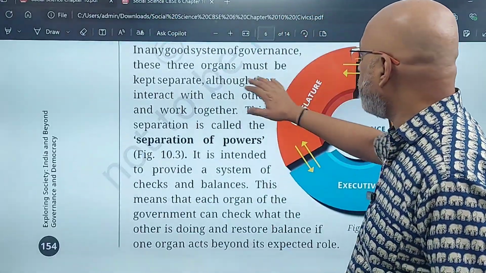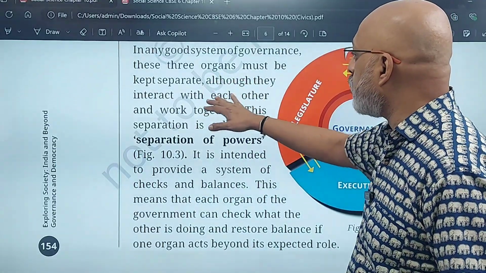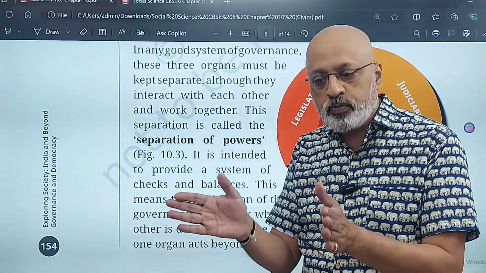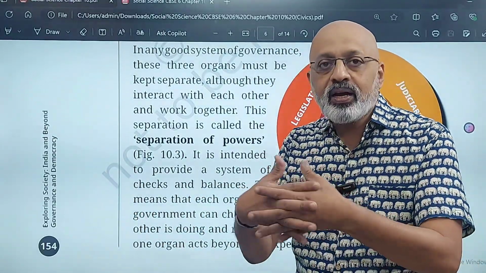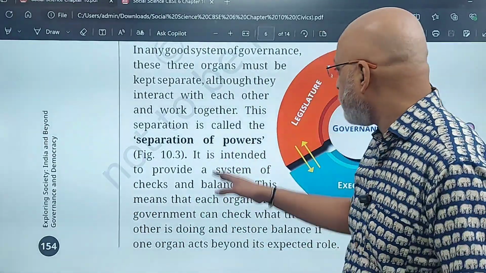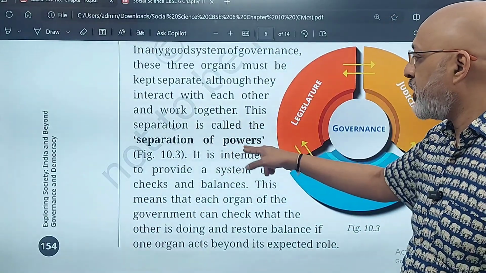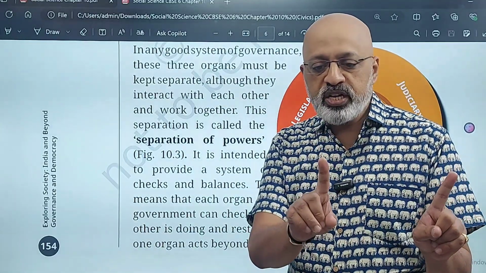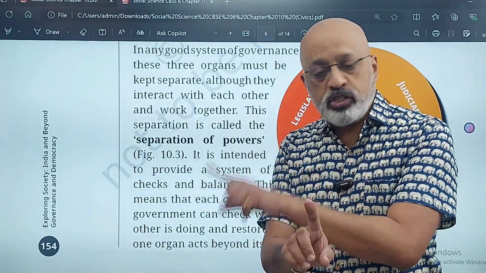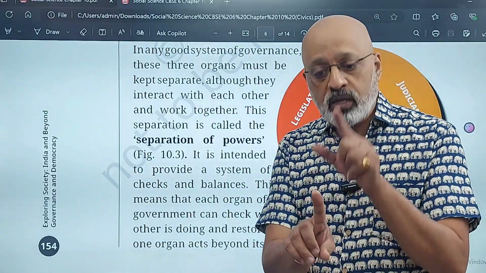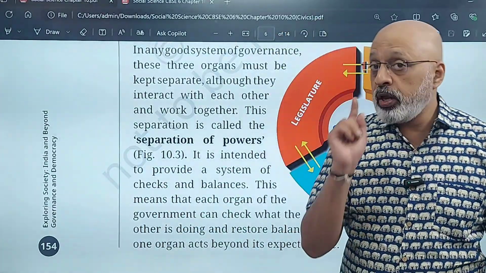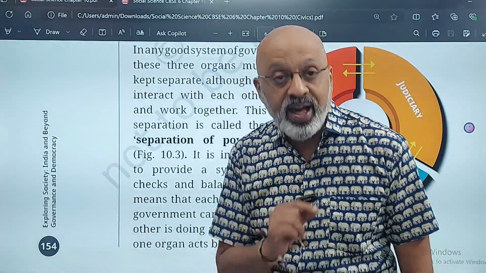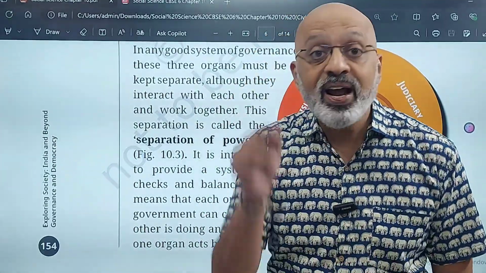Now, these three organs must be kept separate, although they interact with each other to work together. So these are three separate organs, but they need to interact with each other so that a kind of coordination is maintained. This separation is called the separation of powers. That is, the judiciary's work is this, the legislature's work is this, the executive's work is this. The executive cannot do the legislature's work and make laws. Narendra Modi can say, I want to make this law, but for the law to become a reality, Parliament, which is the legislature, has to pass it.